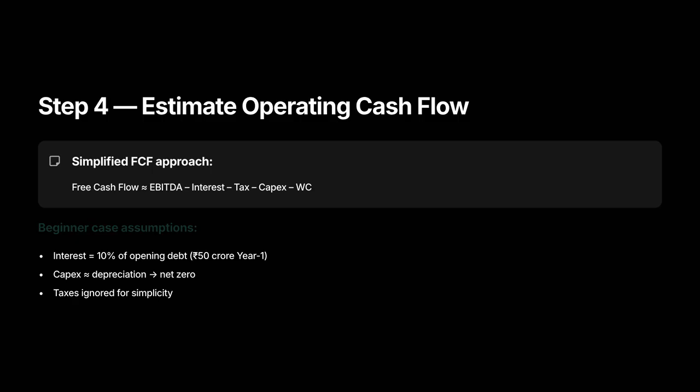Step 4. Estimate operating cash flow. Now estimate cash flow available to repay debt. A simplified formula works for beginner models. Free cash flow equals EBITDA minus interest, minus tax, minus capital expenditure, minus working capital changes. For a starter model, assume interest at 10% of opening debt. Assume CapEx roughly equals depreciation, and ignore taxes to keep the math clean.